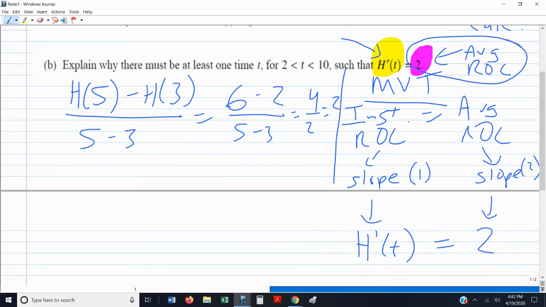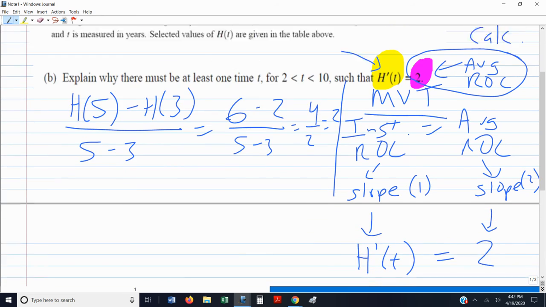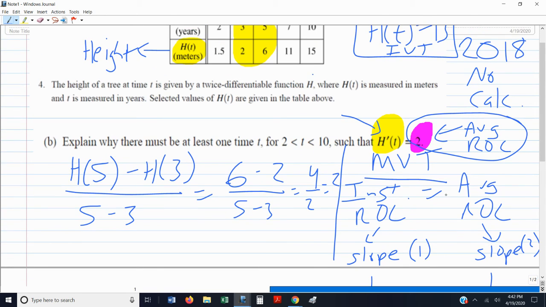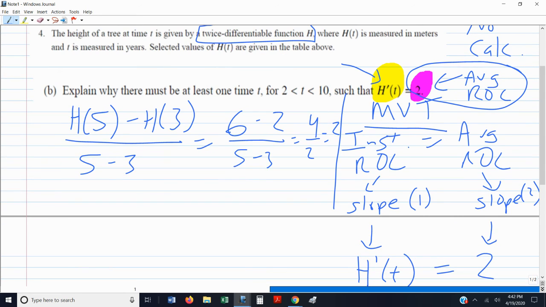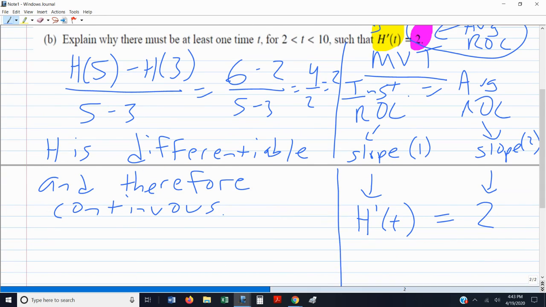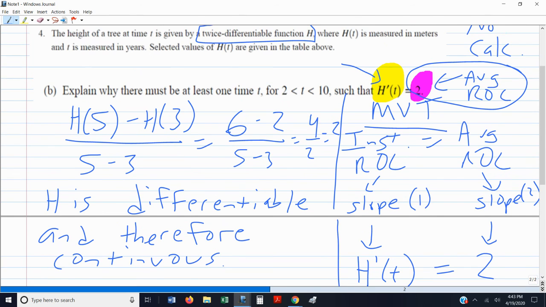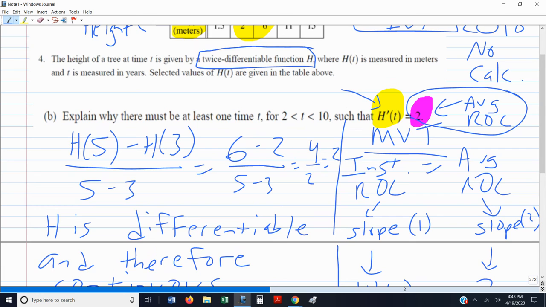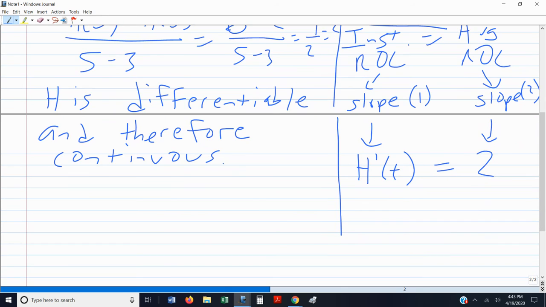In order to use the MVT, think about the 2 conditions that have to be met. They tell you that h is differentiable. So you would write h is differentiable, which means it has to be continuous. So we would always write h is differentiable and therefore continuous. And writing that sentence is what allows you to use the MVT and apply the MVT. And why are we applying the MVT? Because if you have differentiability and continuity, then the MVT says you are guaranteed to have an instantaneous rate of change equal the average rate of change. So I'm forgetting differentiable and therefore continuous.